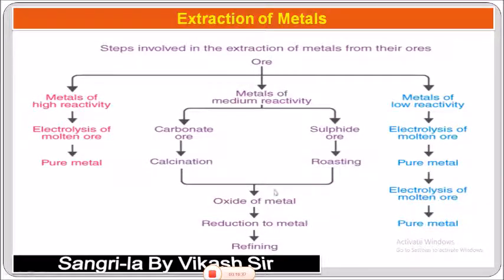Third is extraction of metals of very low reactivity, and here we follow electrolysis of molten ores, and finally we get pure metal. So these are the steps for extraction of metal from their particular ores. Remember, the first is for metals of high reactivity, the second step is for metals of medium reactivity, and the third step is for metals of very low reactivity.